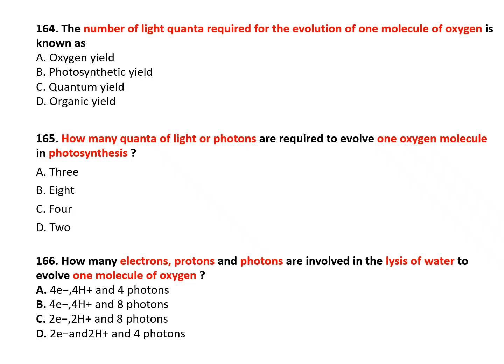The number of light quanta required for the evolution of one molecule of oxygen is known as option A, oxygen yield, option B, photosynthetic yield, option C, quantum yield, option D, organic yield. The correct answer is option C, quantum yield. The next question number 165.